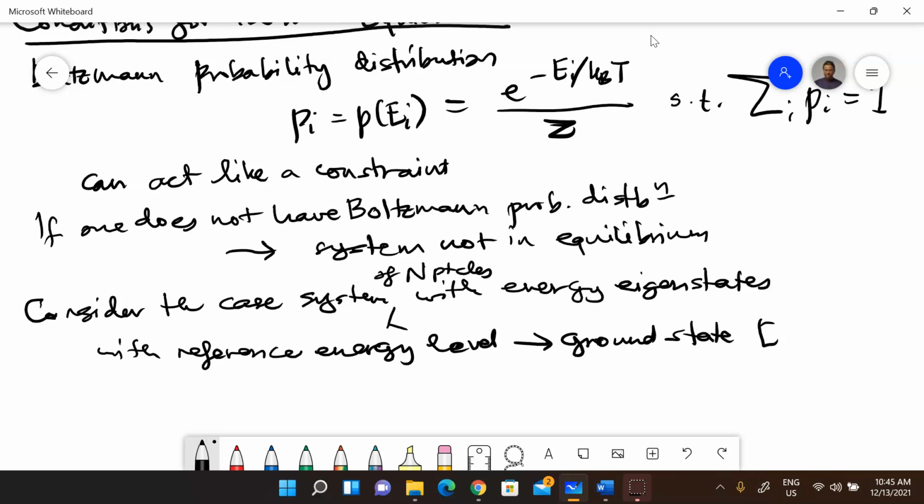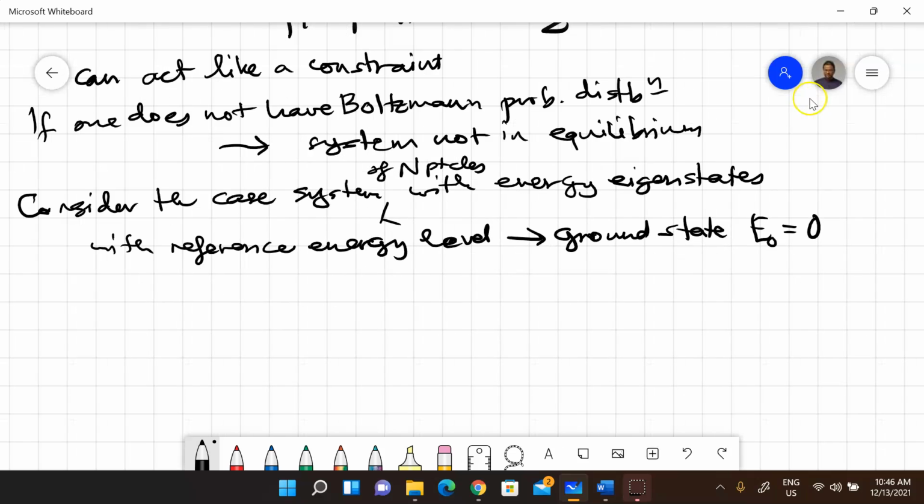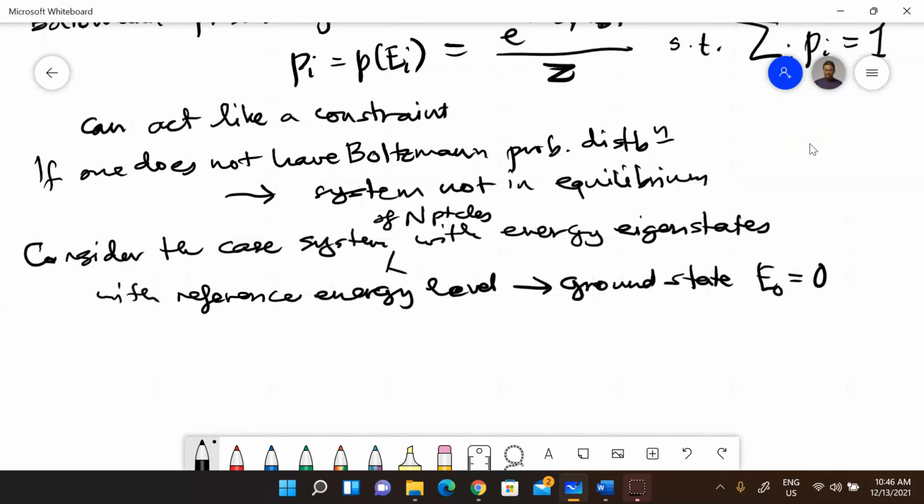And we write the ground state, for simplicity, to be equal to 0. So then we can now think of comparing the probabilities for each particular state. In other words, I can think of Pi now as the probability of energy state Ei, but now I'm going to take the relative probabilities to the ground state. So this is P naught.